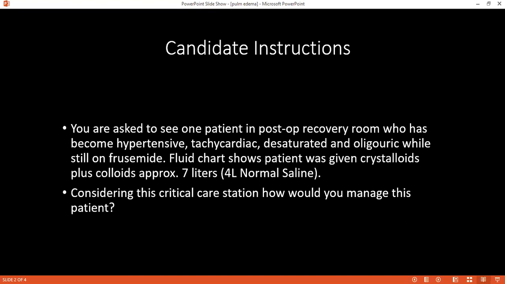So I'll give GTN, give diuretics, give morphine. To reduce afterload, I want to give enalapril or captopril, or an angiotensin receptor blocker. Captopril, how much would you give, please? 25 milligram.